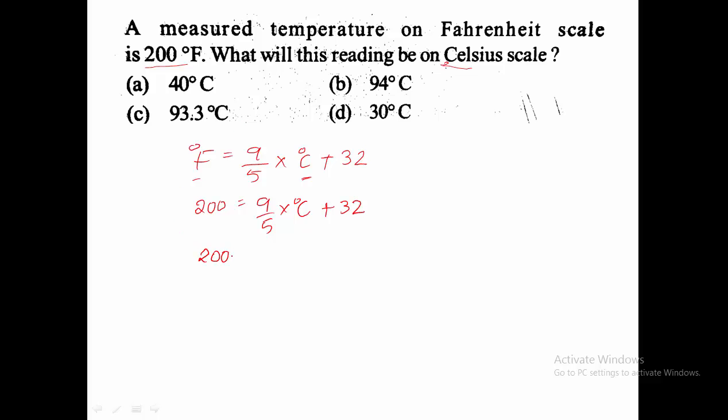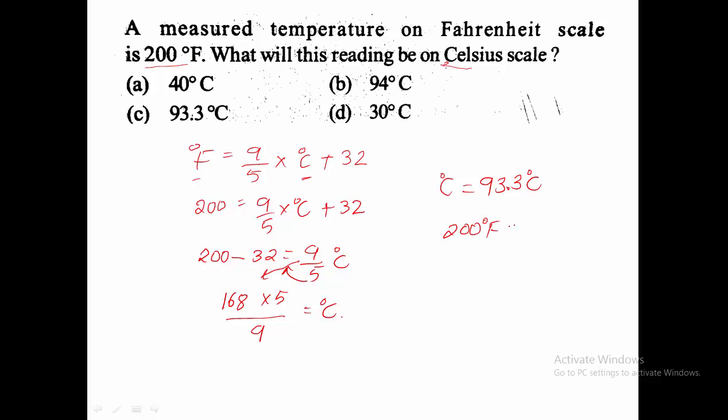What happens? 200 minus 32 is equal to 9 divided by 5 degree Celsius. 200 minus 32, it will give 168. Cross multiply this 5, it is into 5, and 9 will come to the denominator, that is 168 into 5 divided by 9 is equal to degree Celsius. So upon simplification, how much will you get? You will get degree Celsius is equal to 93.3 degree Celsius. So 200 degree Fahrenheit is equal to 93.3 degrees Celsius. So that would be the answer. So which option is right here? Option C is the correct answer.